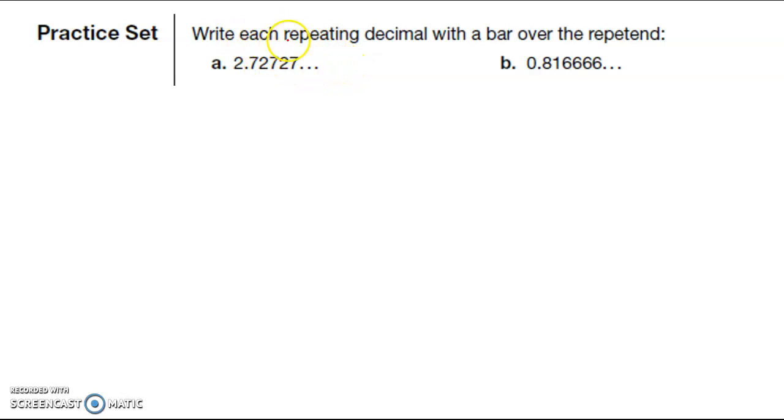So basically it says write each repeating decimal with a bar over the repetend. And repetend is just a fancy math word for whatever repeats. For example, here we can see that the 7-2 repeats. So when I write this with a bar, the bar is going to go over both the 7 and the 2. Over here I see it's the 6 that repeats, so I'll write everything else, and then the bar just goes over the 6, not over the 8 and the 1.